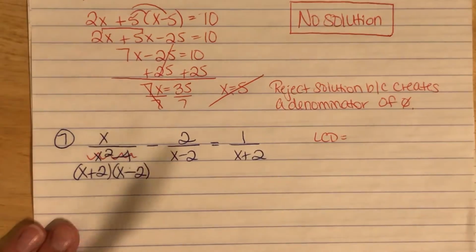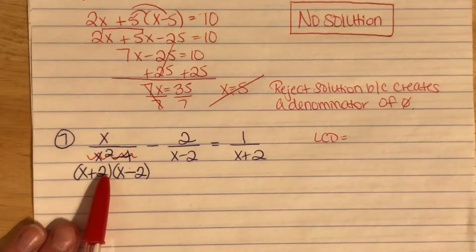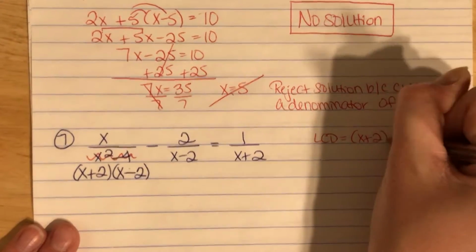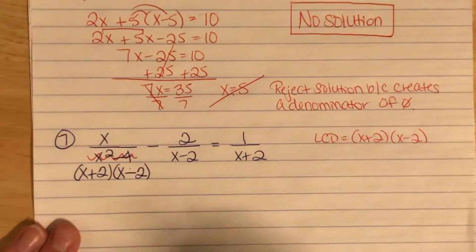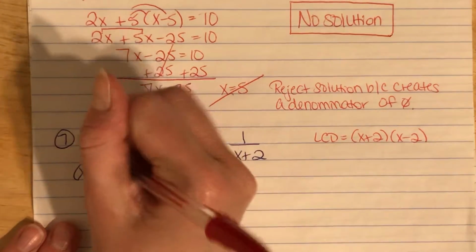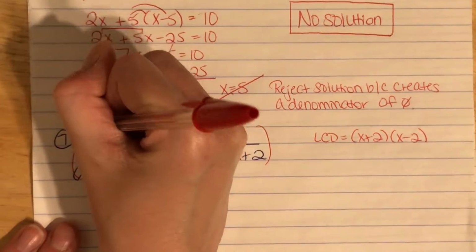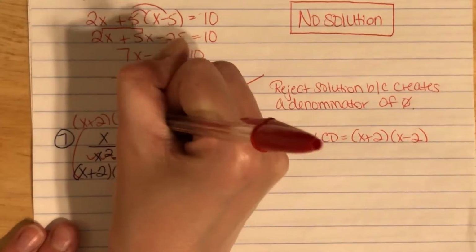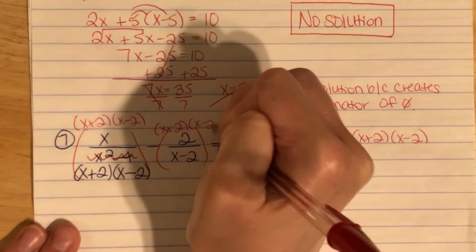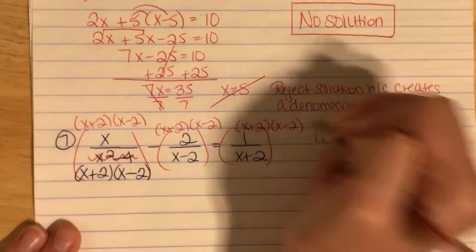So again, common denominator must be all pieces of all denominators present. So I have x plus 2 twice, x minus 2 twice. So that will be my common denominator. Don't include any doubles, you just include each one once. So let's multiply each term by the common denominator of x plus 2 times x minus 2. And we're starting to move into the more complex examples.